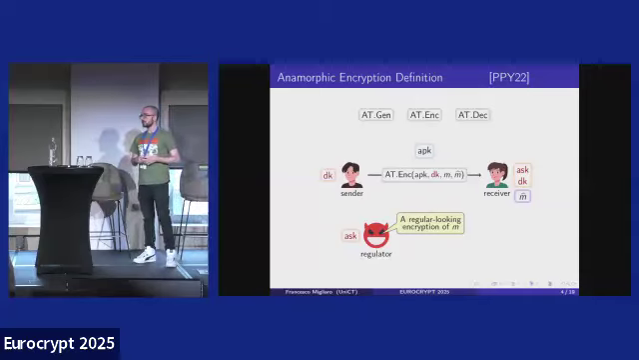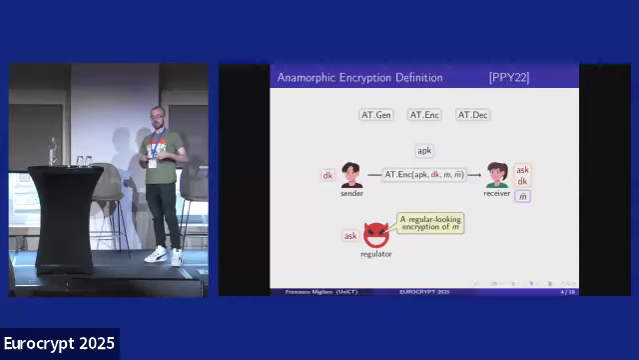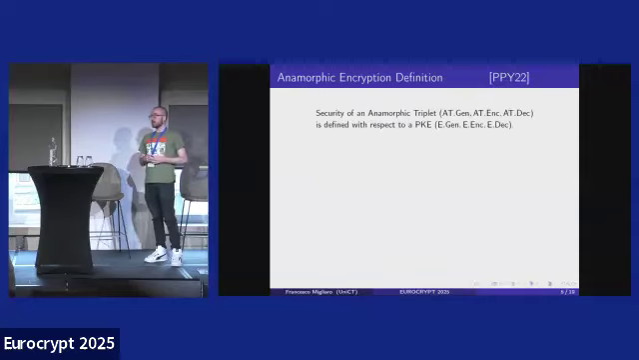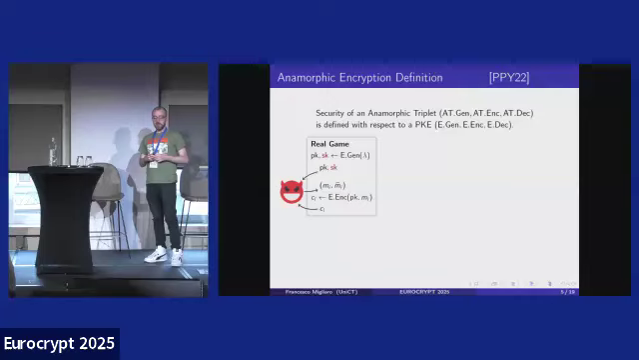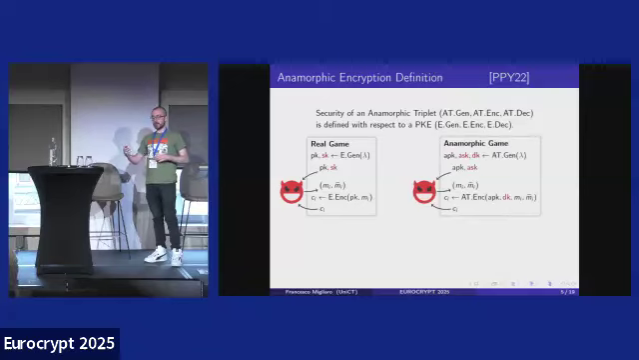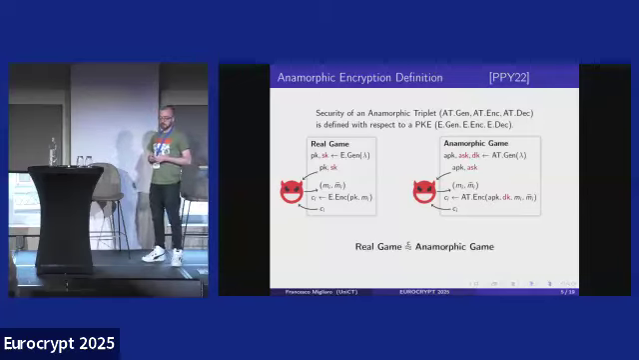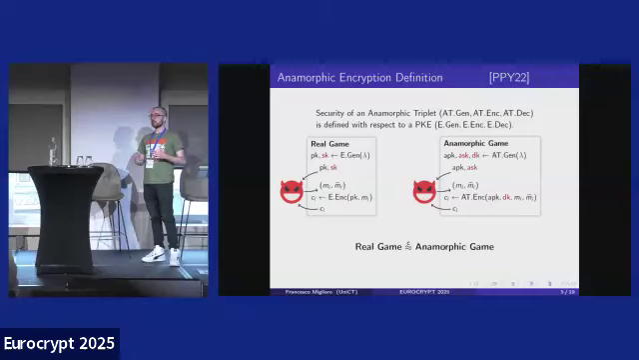And the security requirement for anamorphic encryption is that this ciphertext must look like a regular encryption of the message M. So indeed, we define the security of an anamorphic triplet with respect to a public key encryption scheme. We have the real game, in which the adversary interacts with the real encryption algorithm, asking for queries for both regular messages and anamorphic messages, while in the anamorphic game, he interacts with the anamorphic encryption algorithm. And we require that the real game must be computationally indistinguishable from the anamorphic game.